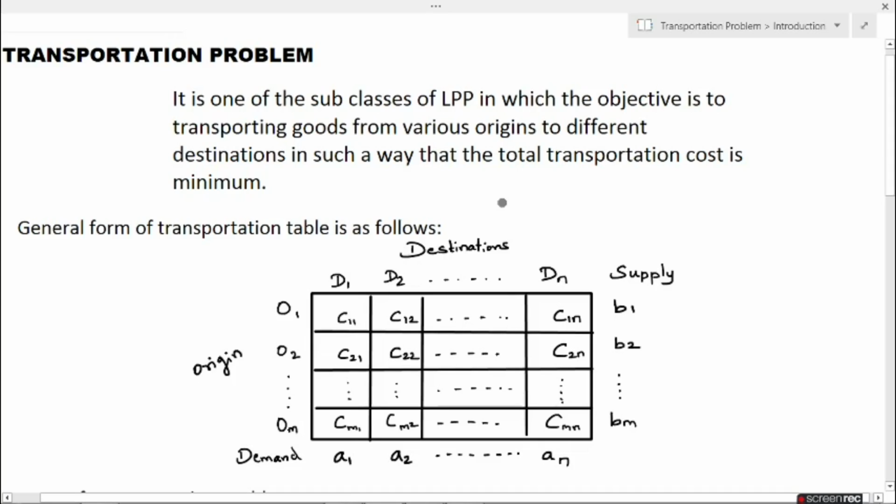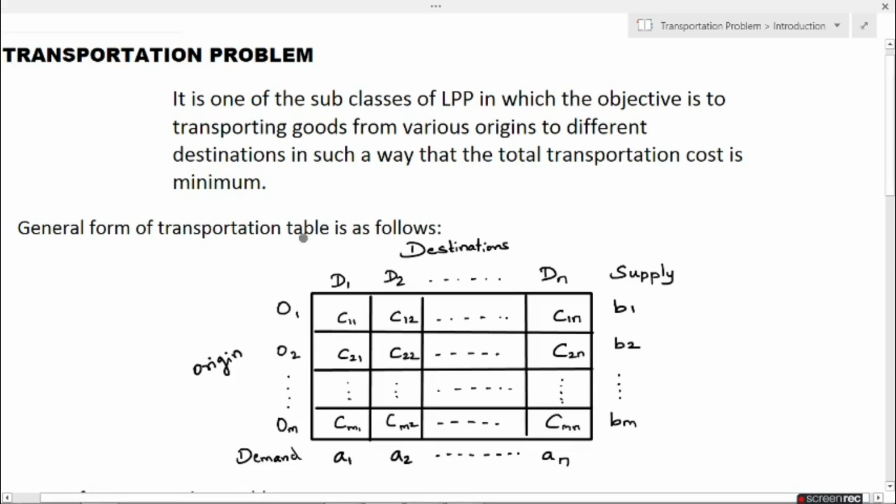In this video, I'm going to explain how to solve a transportation problem. Before solving the problem, first we understand what a transportation problem is. It is one of the subclasses of linear programming problem in which the objective is to transport goods from various origins to different destinations in such a way that the total transportation cost is minimum. So our main aim is to transport goods from various origins to different destinations, and we have to minimize the cost value to transport goods from one place to another place.